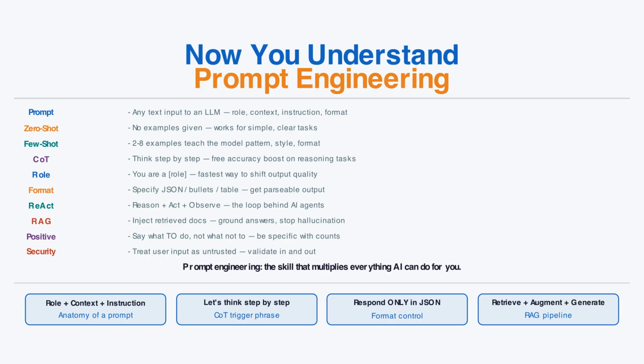The skill compounds quickly. Zero shot gets you started. Few shot teaches the model your format. Chain of thought unlocks reasoning. Role prompting shifts expertise level. Format control makes output machine readable. Advanced patterns like ReAct and decomposition handle complex agentic workflows. RAG grounds answers in your private data. And security hardening makes it all production safe.